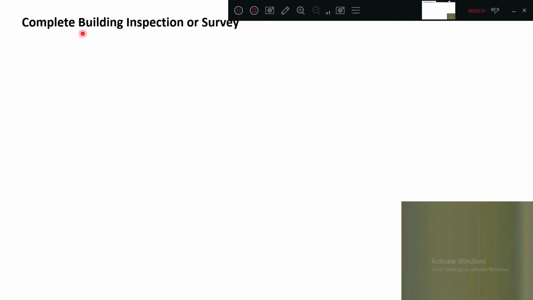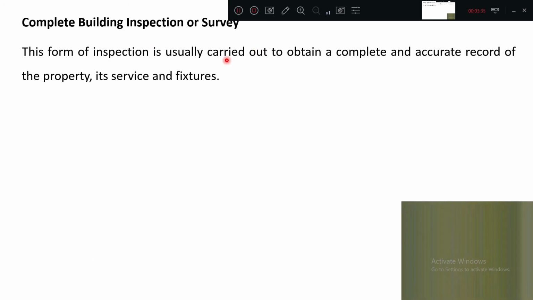First is the complete building survey, complete building inspection. This form of inspection is usually carried out to obtain a complete and accurate record of the property, its services, and its fixtures. It's a complete survey. All the parts are checked, all the components will be checked.